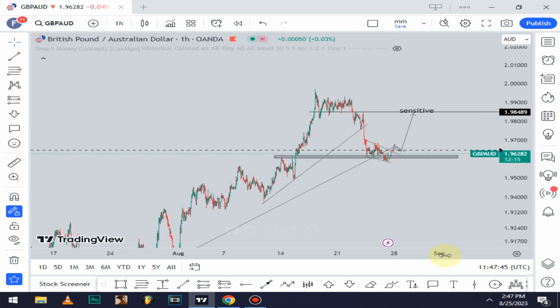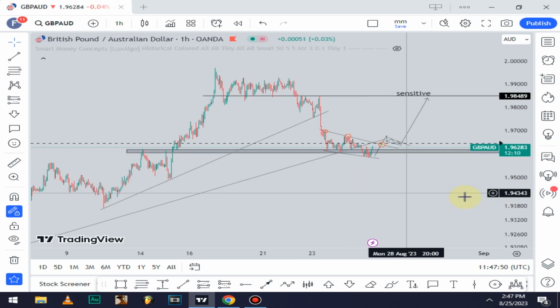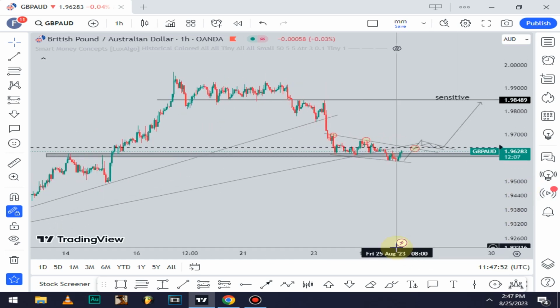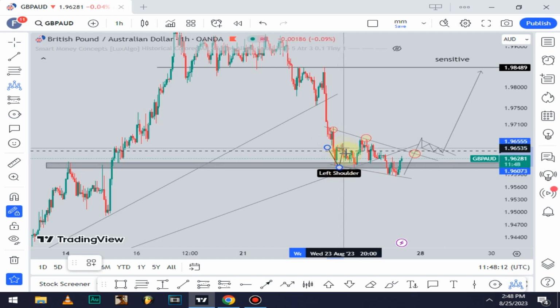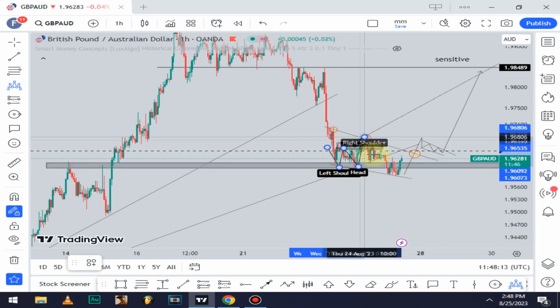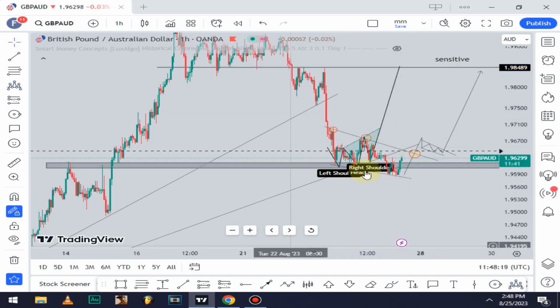Yesterday I was confused on this GBP Aussie. I was thinking, okay, what's happening? Should we take a sell? But before this movement happened, I saw an inverse head and shoulder. Come on, what's up? Inverse head and shoulder. Let me just draw that. We had the left shoulder, the head like this. So I was anticipating that price should go up, right?